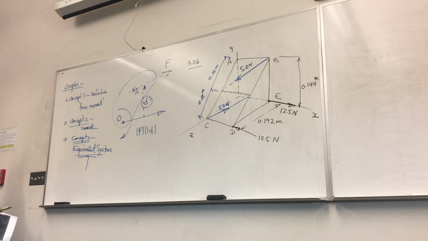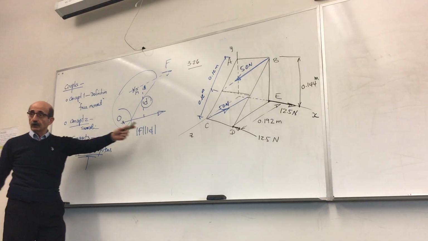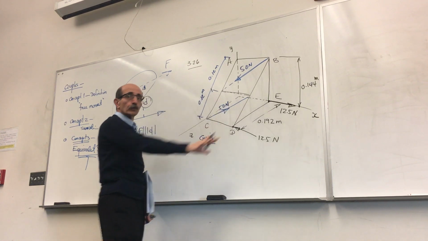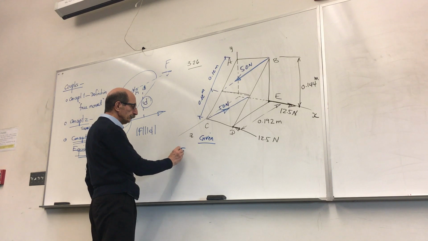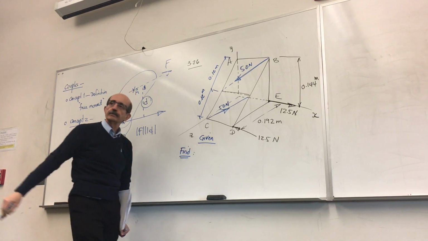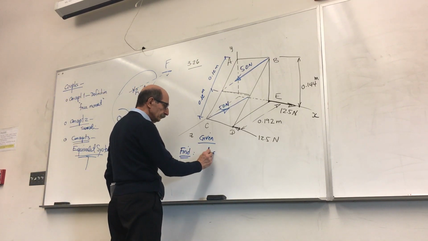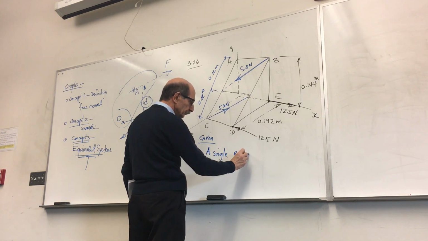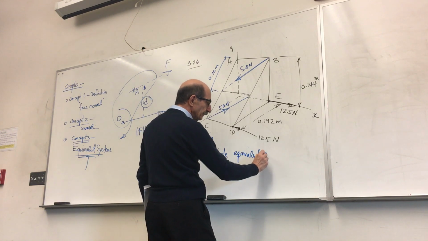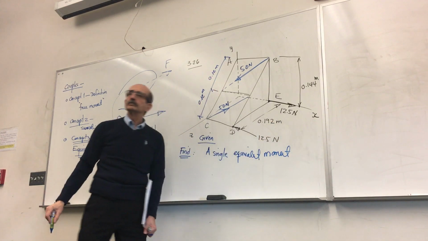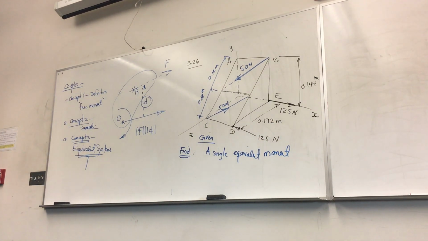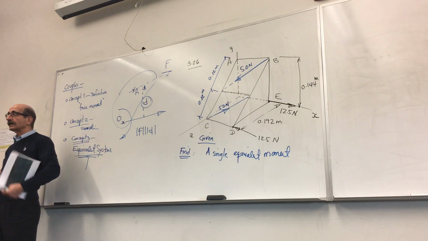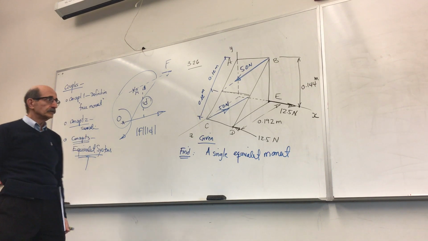So you have several forces acting on this object, that's given. This is what you have been given: several forces acting on a 3D object, and what you want to find is a single equivalent moment, because you can easily see the summation of these forces is always zero. So there is no force literally acting on this object. It's only pure moment represented by these couples.